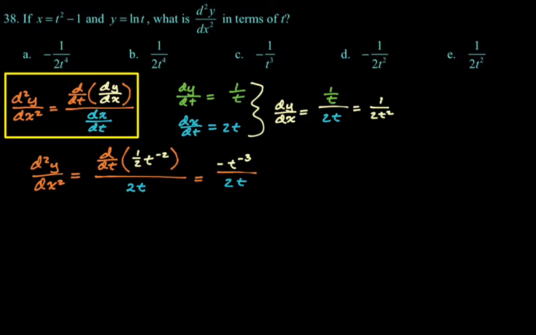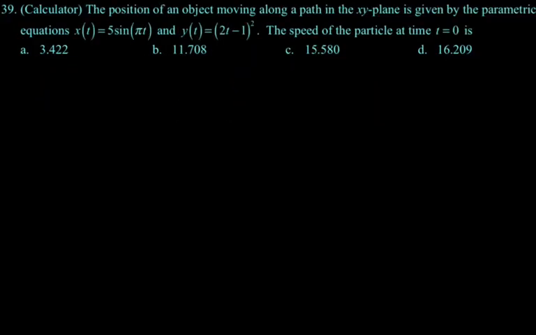So bring the negative 2 down, subtract 1, and then divide by 2t, which is dx dt. Simplify that, we get negative 1 over 2t to the 4th, which is option A. All right, so let's look at 39.